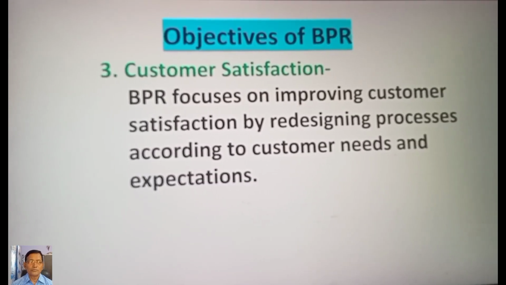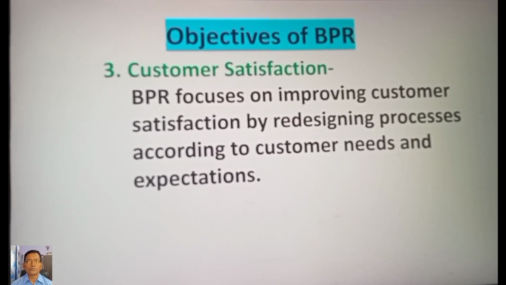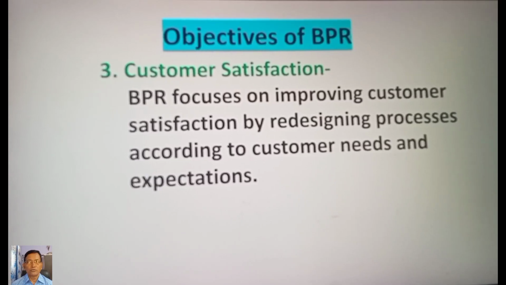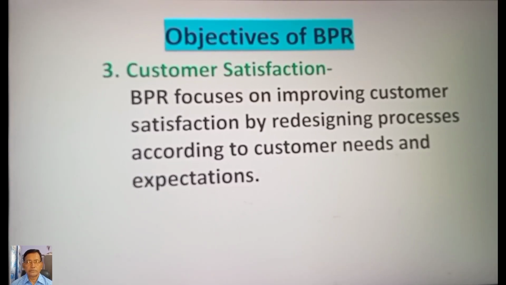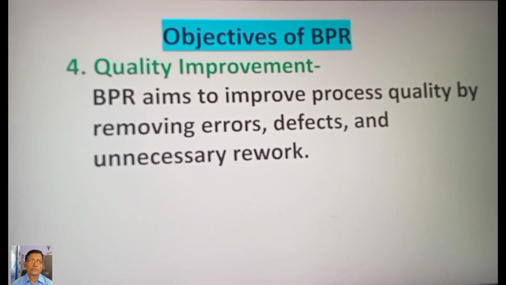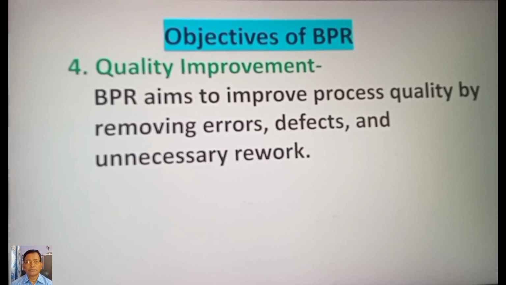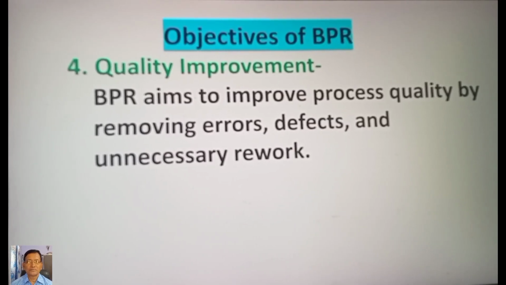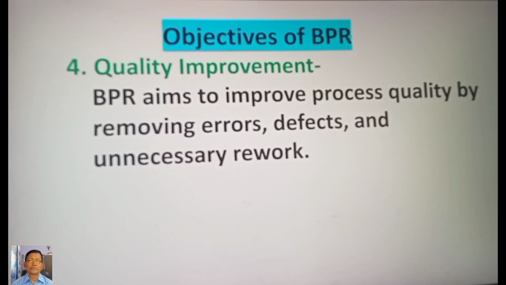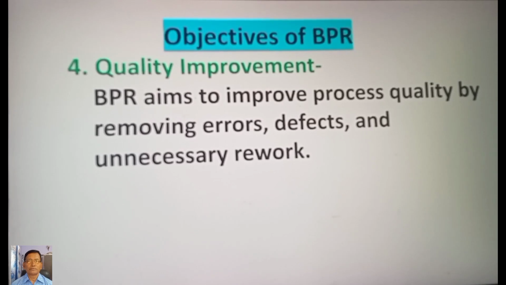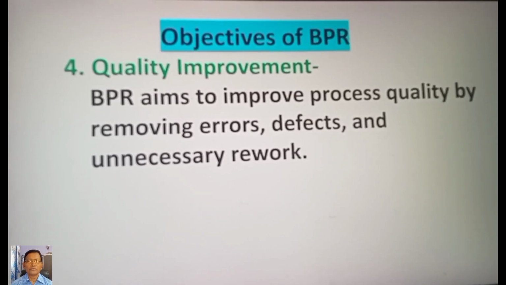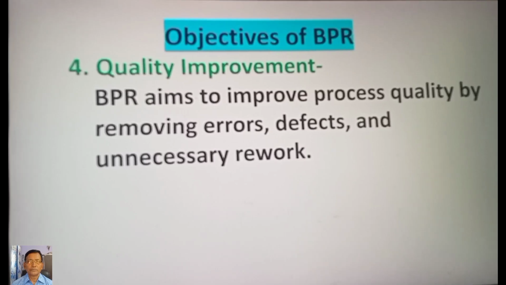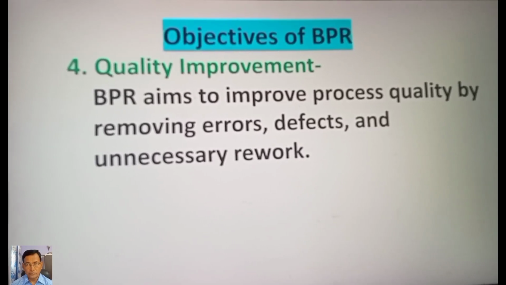Third objective, customer satisfaction. BPR focuses on improving customer satisfaction by redesigning processes according to customer needs and expectations. Fourth objective, quality improvement. BPR aims to improve process quality by removing errors, defects and unnecessary rework. It redesigns processes and uses better control measures to improve accuracy and consistency. This helps organizations deliver higher quality outputs and continuously improve their performance.